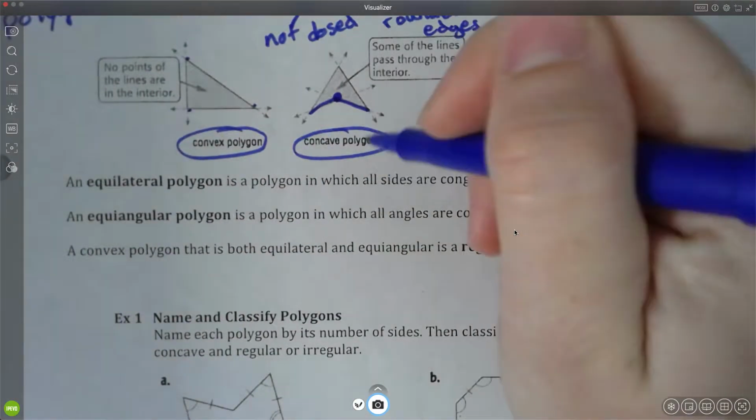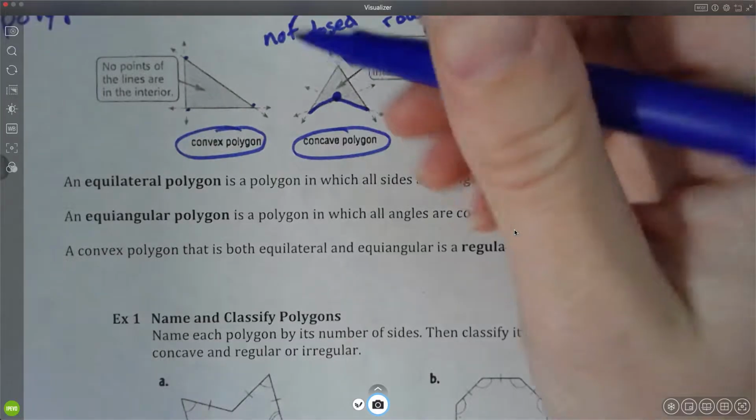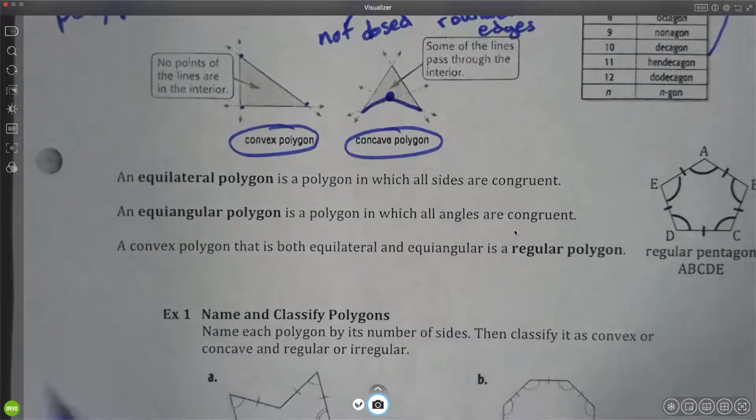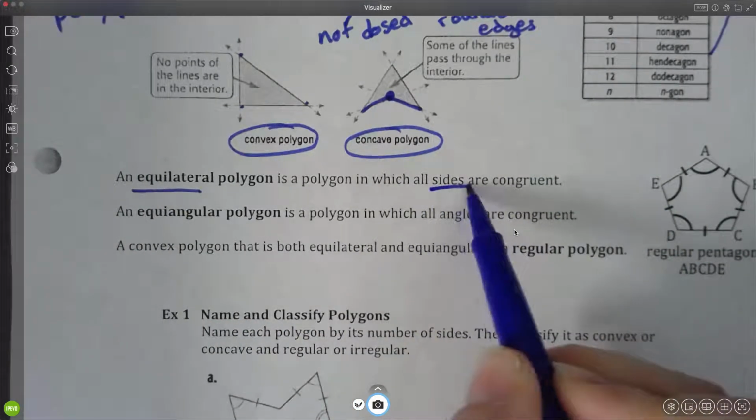So concave, the figure is caving in. Convex, it's like all of the vertices are on the outside, okay? Now, we also have special types of polygons where we have equilateral. An equilateral is a polygon where all the sides are the same.